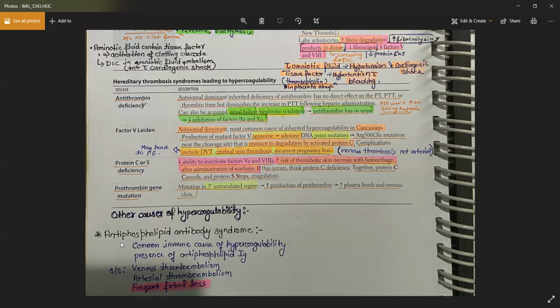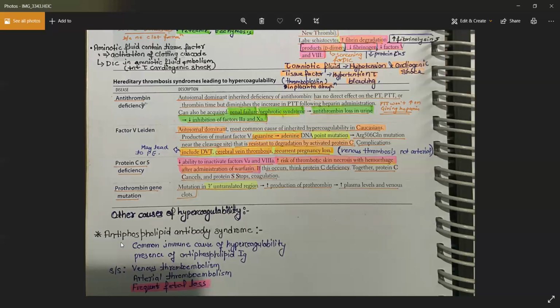In case of vitamin B12 or folate deficiency, you know that the patients will have homocystinuria also, right? So these patients can also have a hypercoagulable state. Is that okay? So other than these hereditary conditions, other causes of the hypercoagulable state include antiphospholipid antibody syndrome and vitamin B9 or vitamin B12 deficiency.